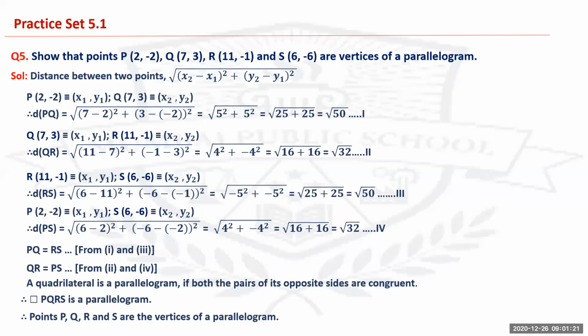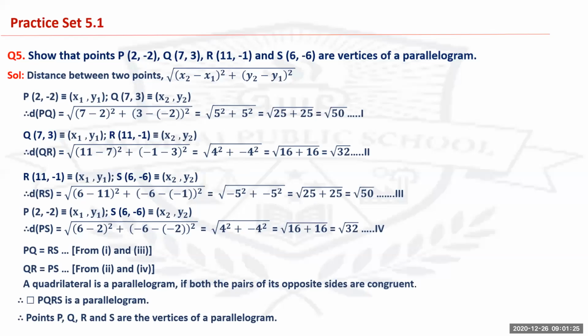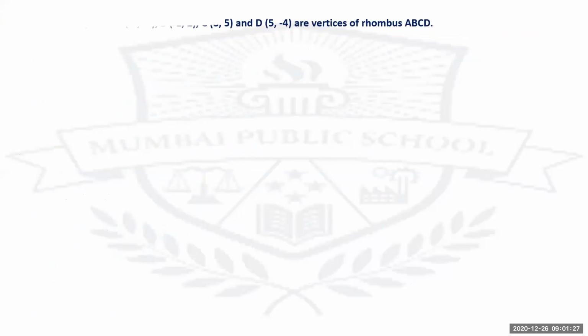Therefore, points P, Q, R, S are the vertices of a parallelogram. Question number 6. Show that points A(-4, -7), B(-1, 2), C(8, 5) and D(5, -4) are the vertices of rhombus ABCD.